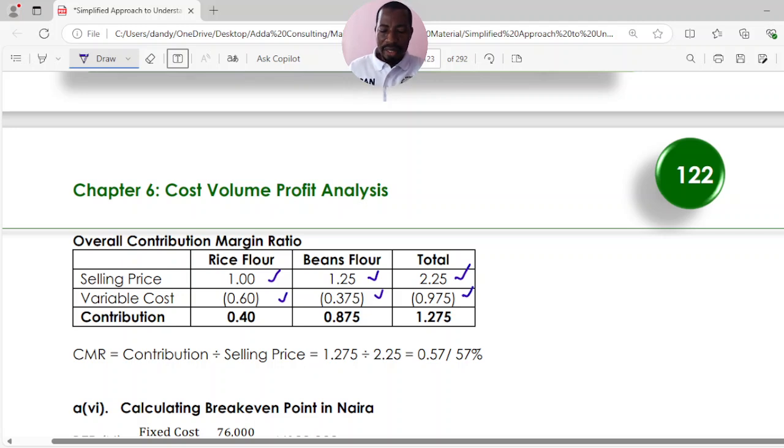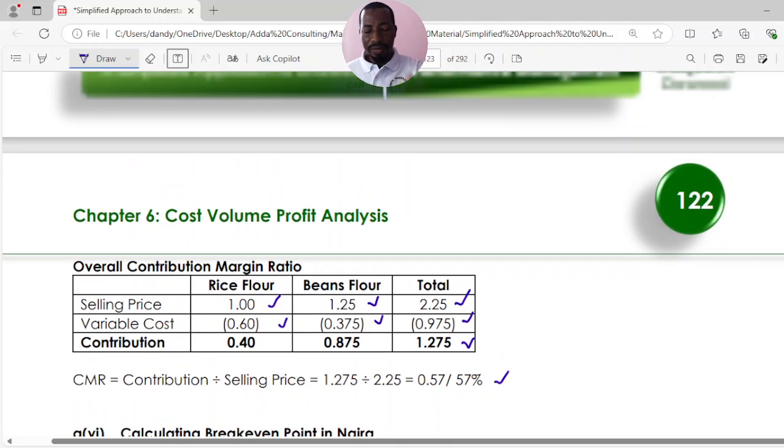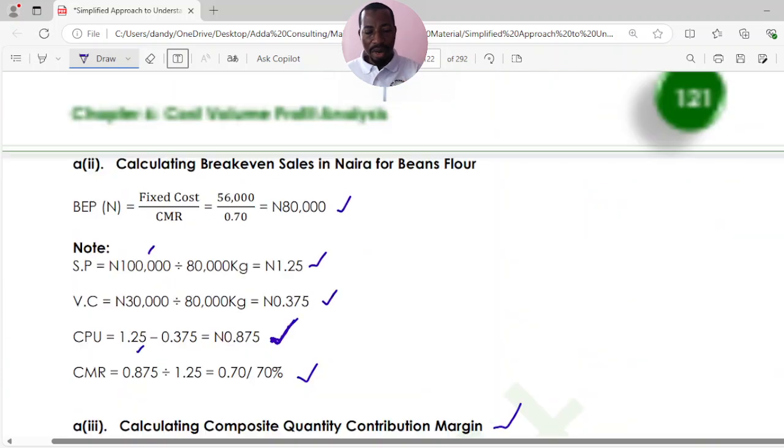Therefore, what do I need? What I need is to determine my overall contribution margin. My overall contribution margin is 1.275, divided by 2.25 for me to be able to get the contribution margin ratio. The contribution margin ratio is 0.57. That's 0.57.